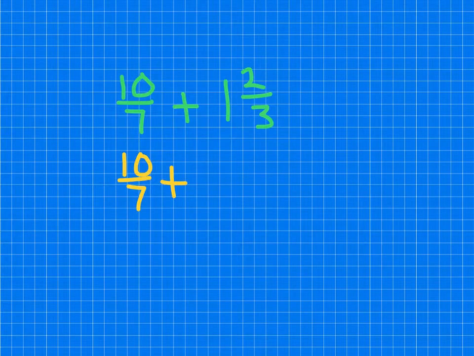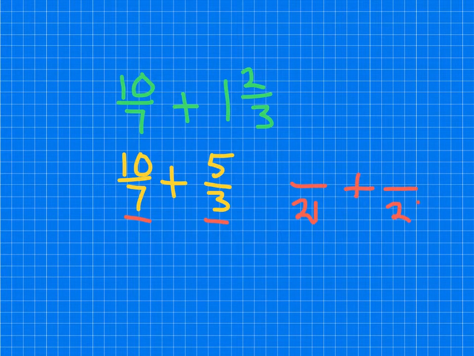And we're going to change our 1 2/3 into an improper fraction. So 1 times 3 is 3, plus 2 more is 5. So we have 5/3. Now I can't add these together because I don't have a common denominator. The common denominator is going to be 21. So let's rewrite our problem again.